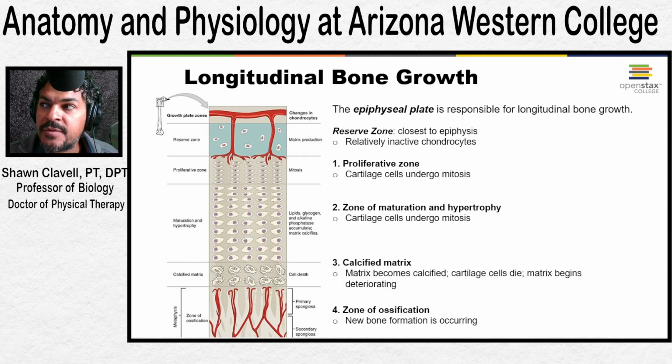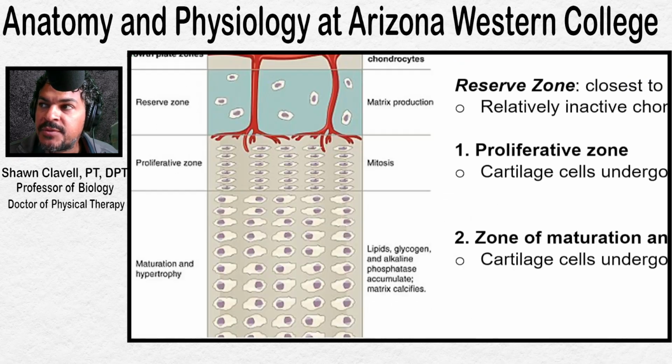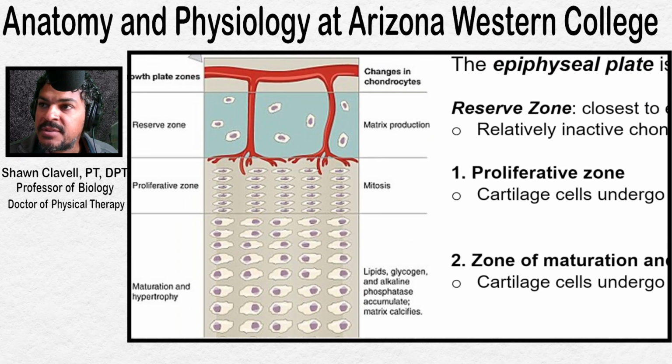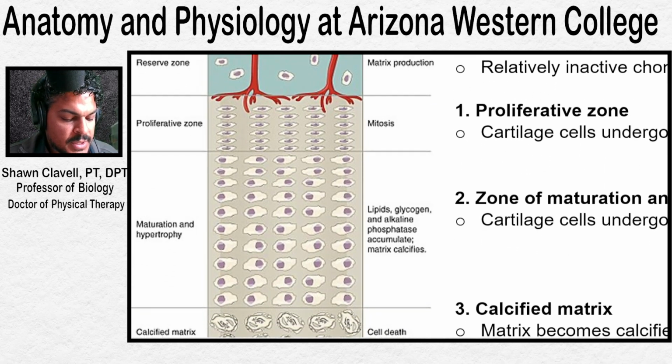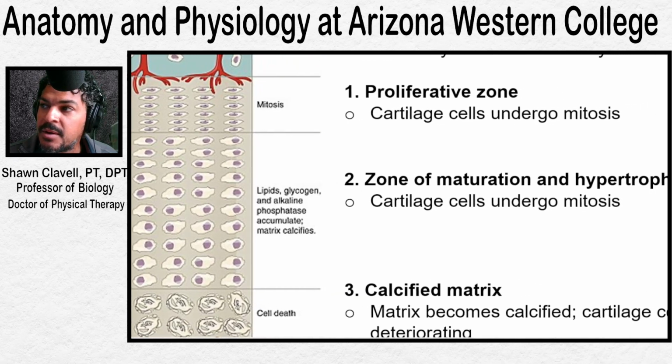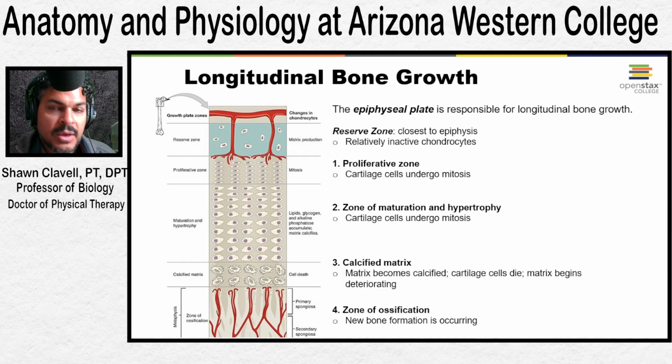In the proliferative zone is where we see the first mitotically active cells. These are chondrocytes stacked really close together. They'll continue to divide mitotically, growing upwards towards the epiphyseal region. As they continue to grow upwards, we find the zone of maturation and hypertrophy. Underneath it, the older chondrocytes in the stack, closer to the diaphysis, tend to hypertrophy, or get bigger.